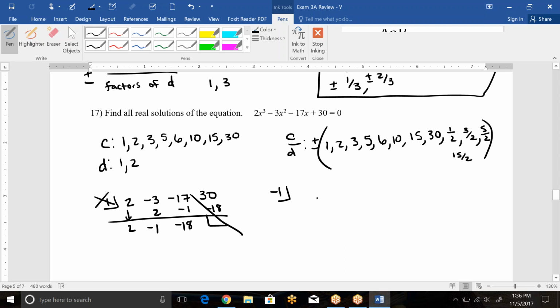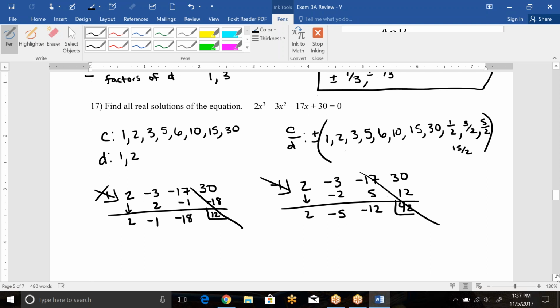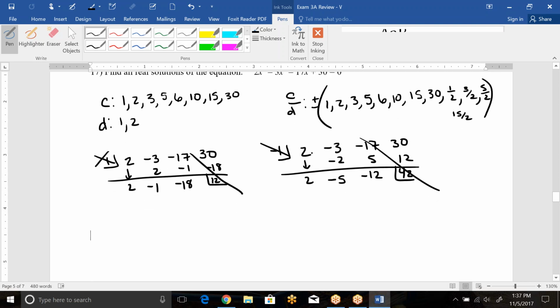Then I try -1. So 2, -3, -17, and 30. Now, if you want, you can write down this number. This was 12, to see what's closer, because that sometimes helps you figure out which way to go next. So this is 2. Then we multiply, add the column, multiply, add the column, multiply, and that's much further away. So honestly, I don't think I'm going to try another negative right away. I'm going to go back to the positives because they were a little bit closer to 0. So let's try 2. And again, this is just my method of how I rationalize what to try next. Everybody has their own techniques.